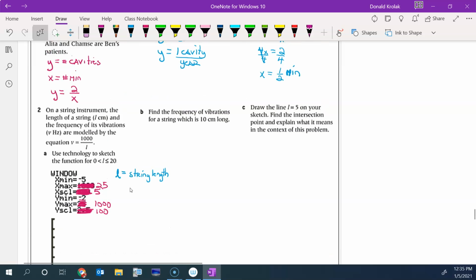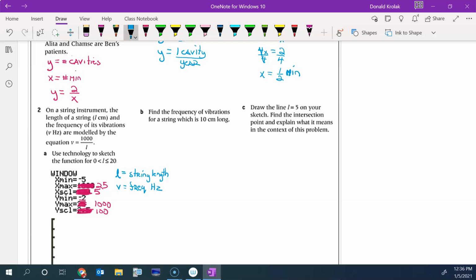Okay, and V is the frequency of the vibration. So this is the frequency. And that's in hertz, H-E-R-T-Z. All right, so that's just basically how fast is this thing vibrating when I pluck it? What's the frequency that it's vibrating at?